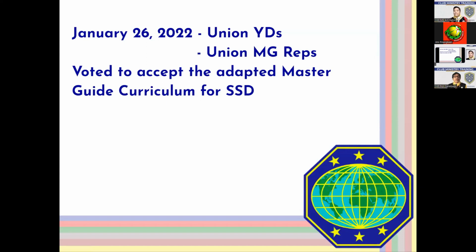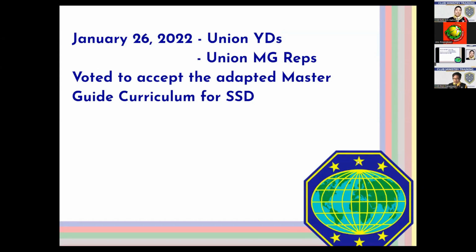So together with the other Master Guide representatives, we and the Union Youth Directors voted to accept the adapted Master Guide curriculum for SSD. That means that from the time it was voted on January 26, it will be implemented right away once the unions start that implementation in their different territories. Now, what are the additional things that we need to know in this adapted version of the new Master Guide curriculum? Well, let me share with you.